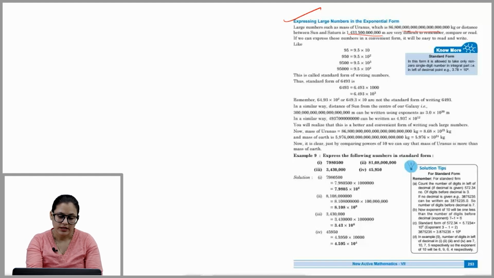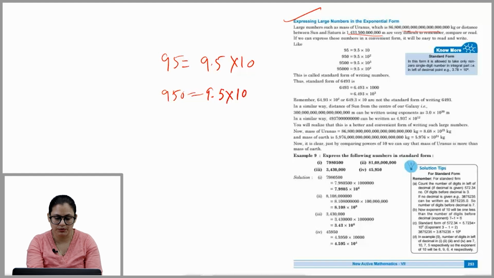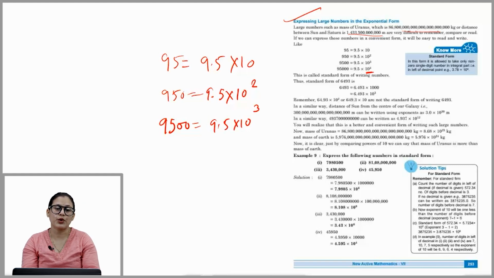Like, 95 is 9.5 into 10. 950 is 9.5 into 10 raised to the power 2. 9,500 is equal to 9.5 into 10 raised to the power 3. Similarly, here we'll get 9.5 into 10 raised to the power 4. This is called the standard form of writing numbers.